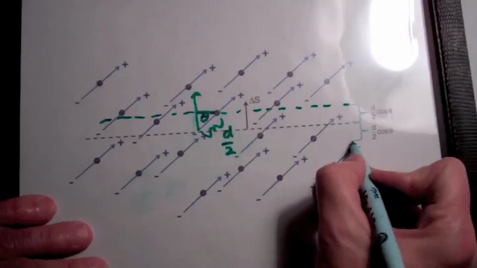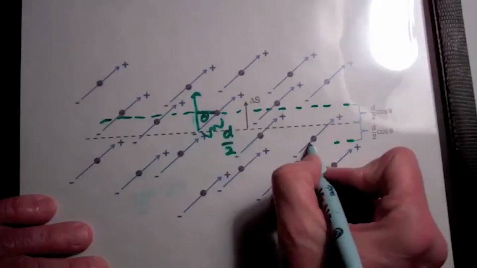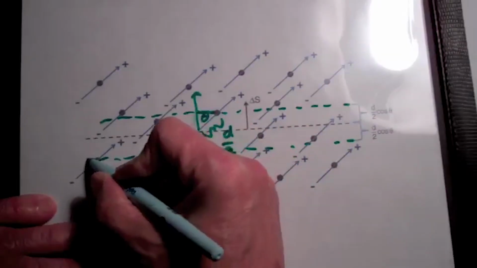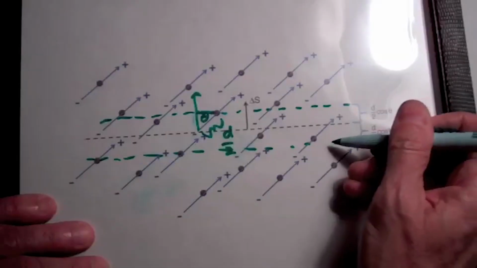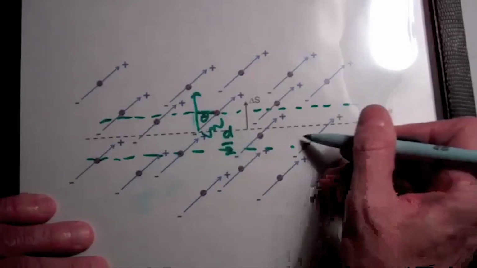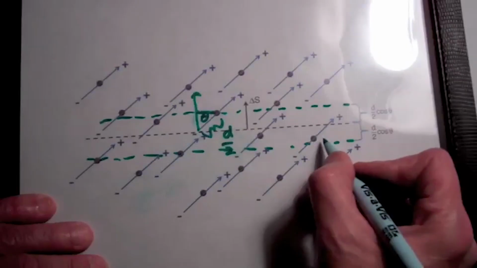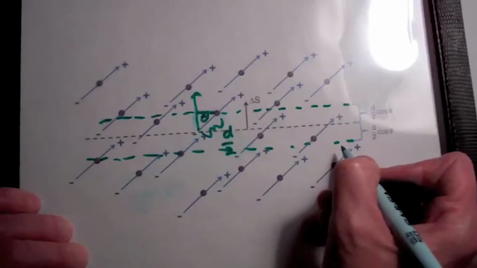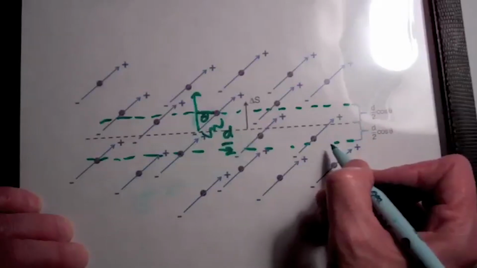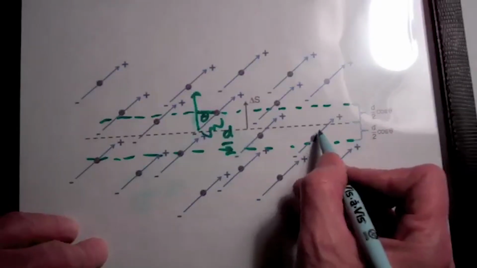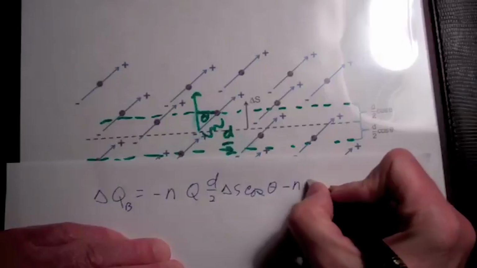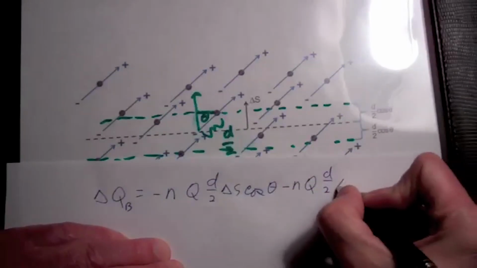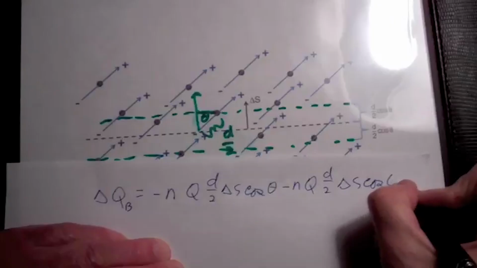Similarly, every atom within a distance d over 2 cosine of theta below our delta S interface will result in a positive charge moving up through the interface, which is a decrease of charge in our enclosed volume of minus q. So the change in the enclosed charge because of these atoms below delta S is given by the following: minus nq d over 2 delta S cosine of theta.